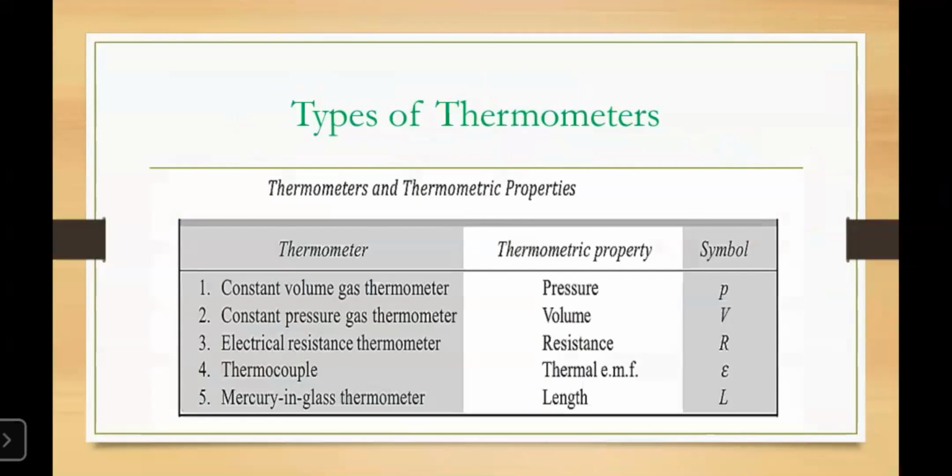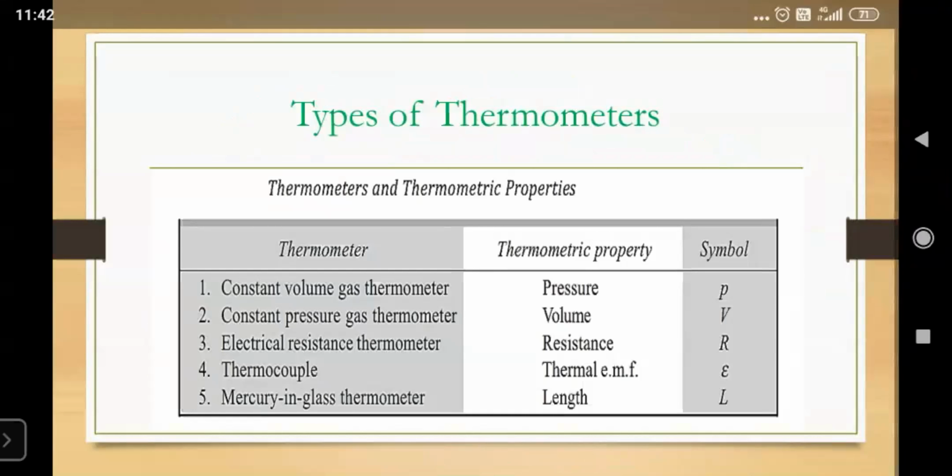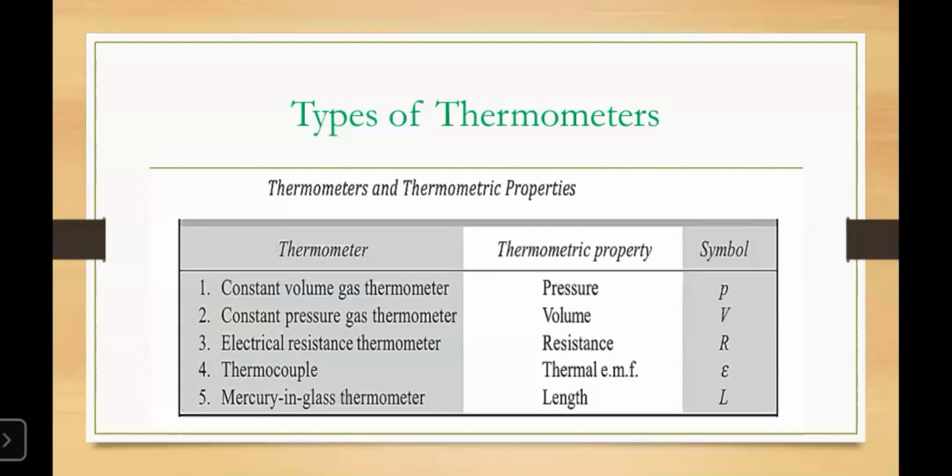You can see in this one: constant volume gas thermometer, constant pressure gas thermometer, electrical resistance thermometer, thermocouple, mercury in glass thermometer. The last one, you know, is the mercury in glass thermometer. You see, what is the thermometric property there?